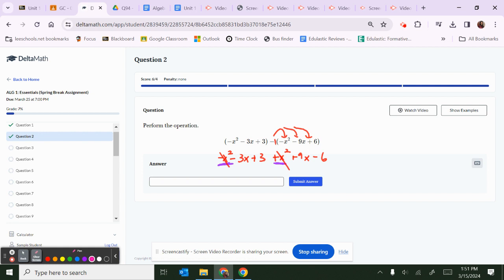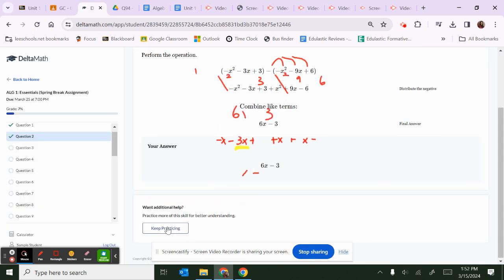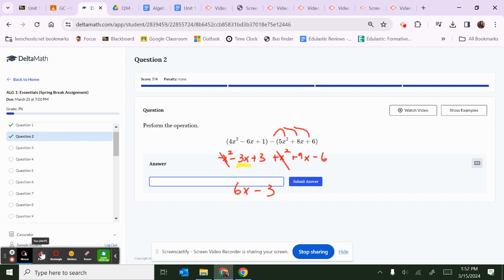So what would go with this negative 3x? The positive 9x. So negative 3x plus 9x is positive 6x, all right? And then what would go with the constant? 3 minus 6 is negative 3. All right. So that would be 6x minus 3. Okay. So again, guys, I just wanted you to see that the x squareds, or a term, can cancel out. Okay. So let's keep on trying so I can get some word problems.